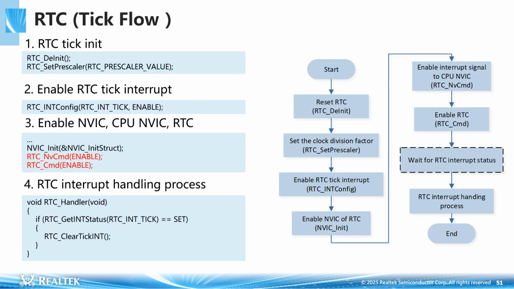The configuration process for the RTC tick interrupt is as follows. Step 1. Set the prescaler value for the RTC. Step 2. Enable the RTC prescaler interrupt. Step 3. Enable the NVIC interrupt. Step 4. When the RTC counter value increments from 0 to the set prescaler value, a tick interrupt will be triggered, then it will enter the RTC interrupt handling process.